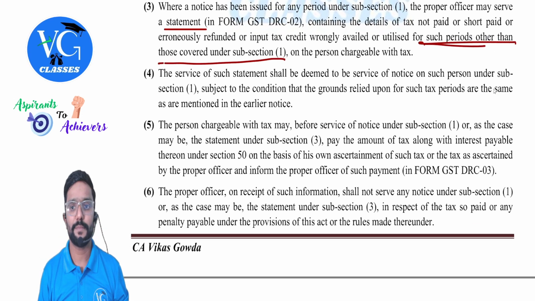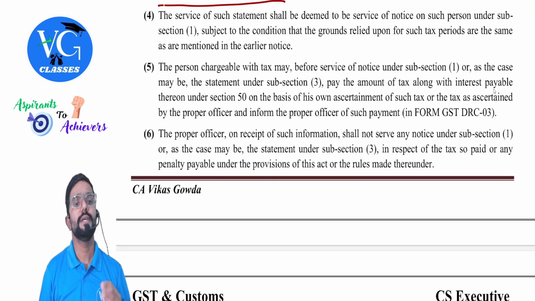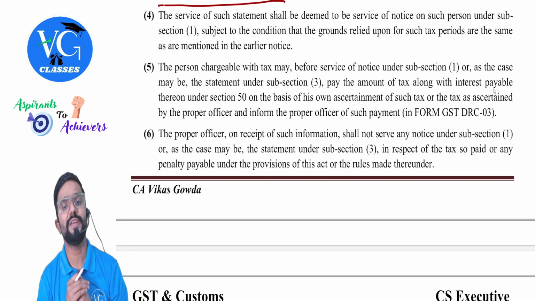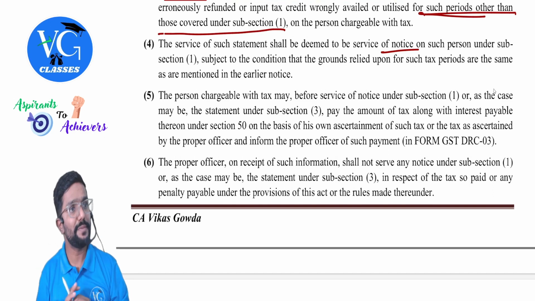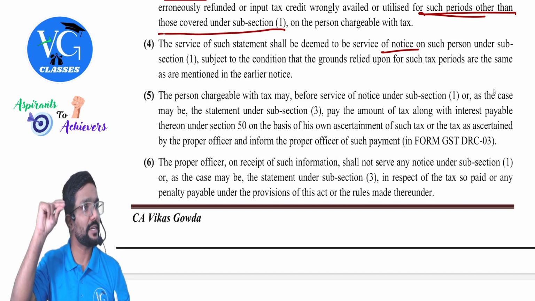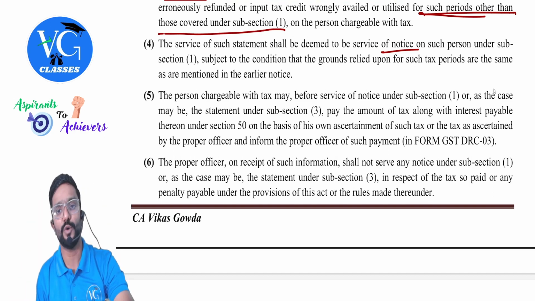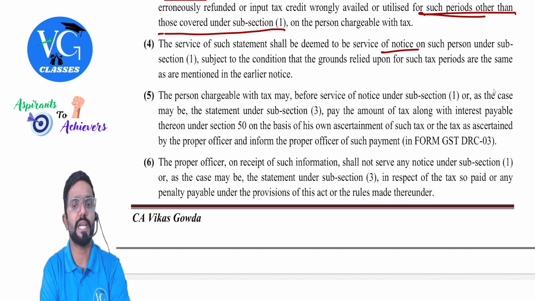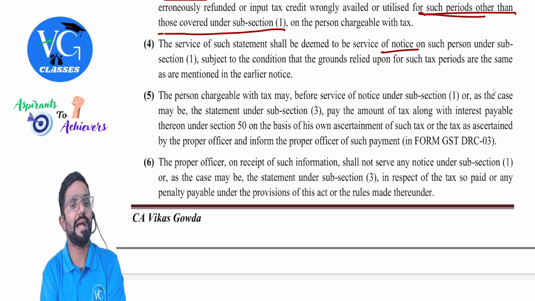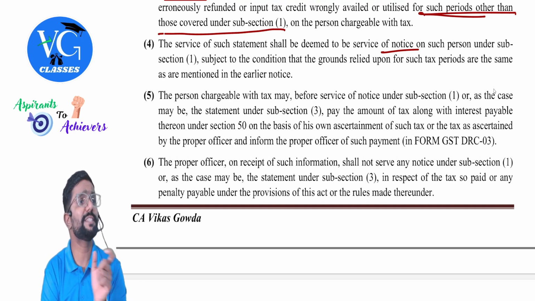Okay. Subsection 4. The service of such statement shall be deemed to be a service of what? Notice. Even though the statement is given, I told you, it will have the same impact of what? Notice, as if it is a notice. On such person under subsection 1, subject to the condition that grounds relied upon for such tax period are the same as are mentioned in the earlier notice. Means the grounds should be the same.